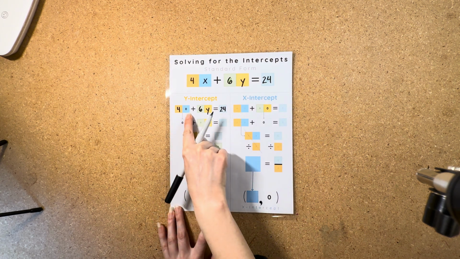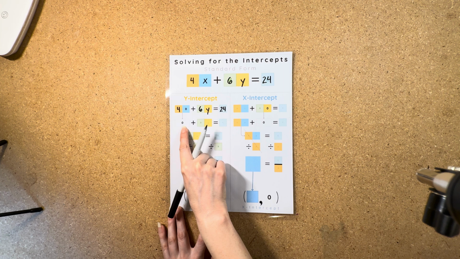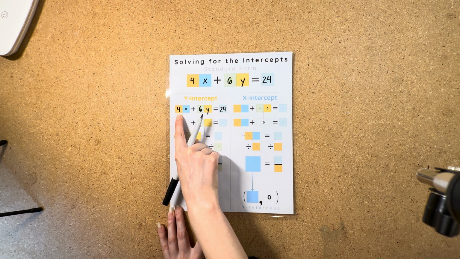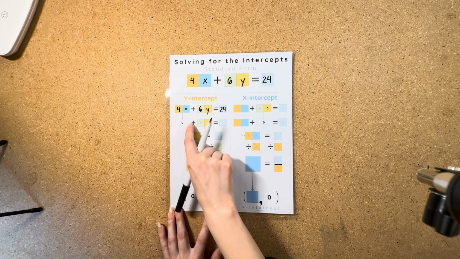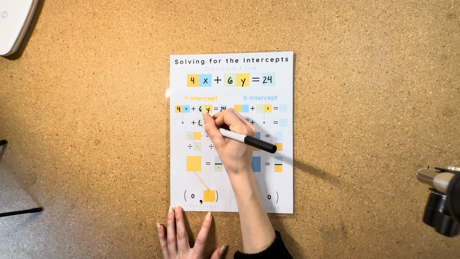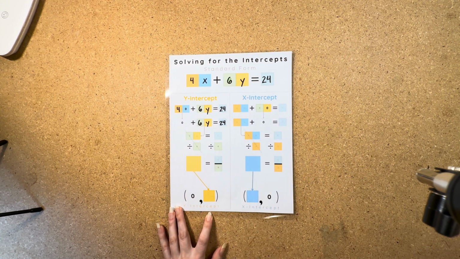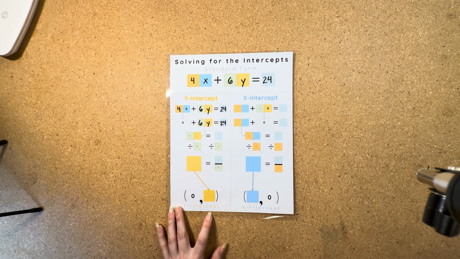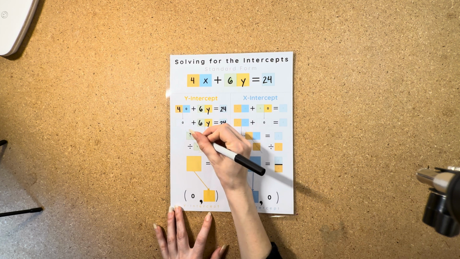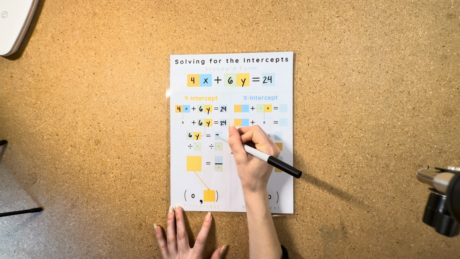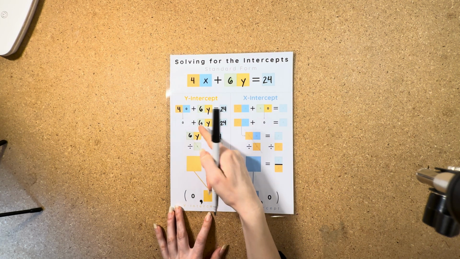Now, 4 times 0 is always going to be 0. No matter what a is, when x is 0, this whole thing becomes 0. So 0 plus 6y is equal to 24. Now, let's see. We want to get y all alone. So we're going to divide both sides of this equation by b, which is 6.